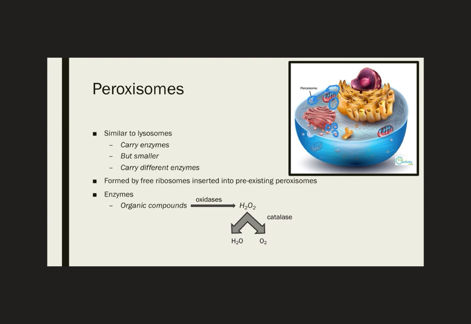What does this mean? It means that new peroxisomes result from the cell recycling older pre-existing peroxisomes that no longer contain active enzymes. So the free ribosomes are circulating, they find a peroxisome that doesn't contain active enzymes, and they insert new active enzymes into these old unused peroxisomes. Very interesting, right?